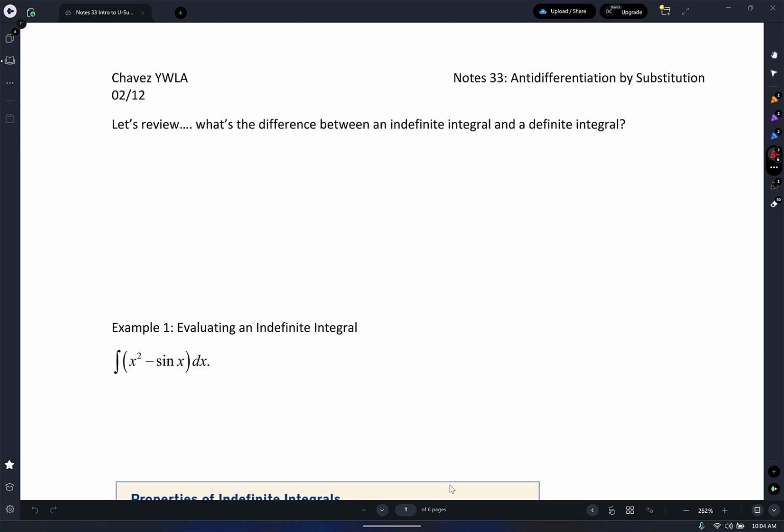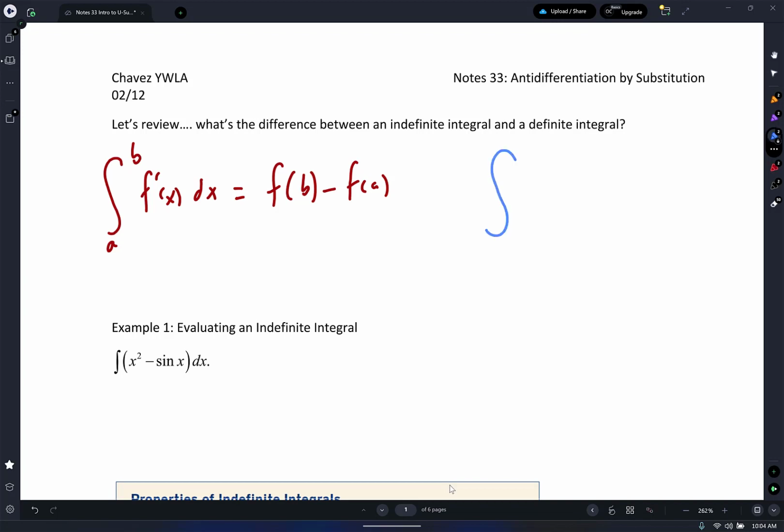So remember, if I have something like this, the integral from a to b of f prime of x dx, this is called a definite integral. And that's just evaluated by doing f of b minus f of a. Yay or nay?